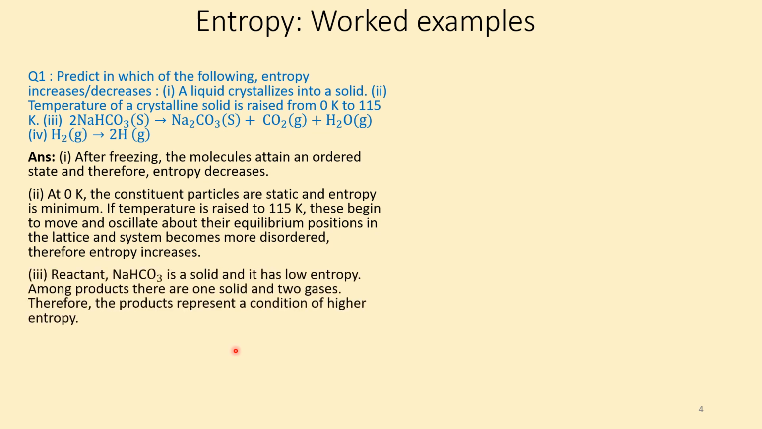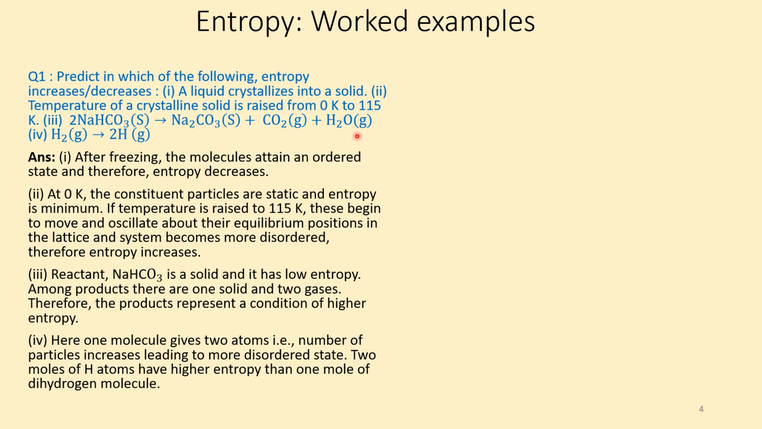Part 3. The reactant in this chemical reaction, NaHCO3, is a solid and it has low entropy. As you know, all solids have low entropy as compared to gases and liquids. Among the products, there is one solid on the right hand side and two gaseous states. Therefore, the products represent a condition of higher entropy. So, the entropy increases.